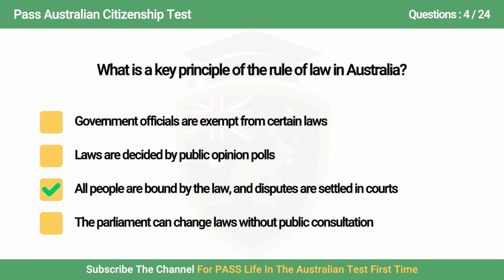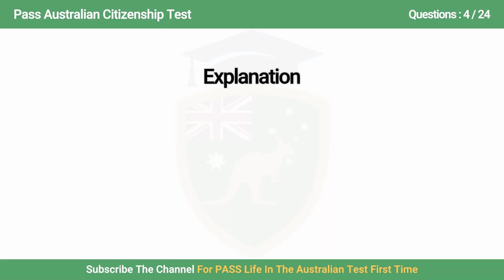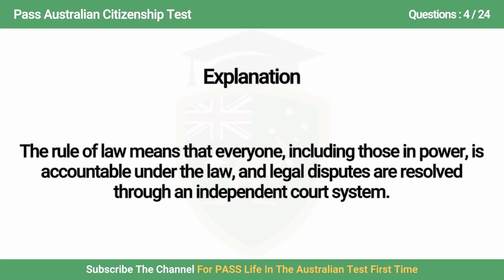Answer is C. All people are bound by the law and disputes are settled in courts. The rule of law means that everyone, including those in power, is accountable under the law, and legal disputes are resolved through an independent court system.